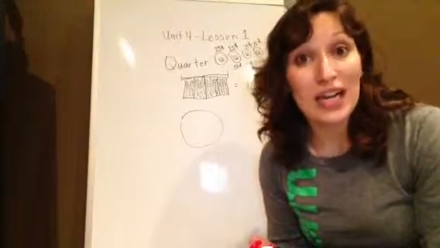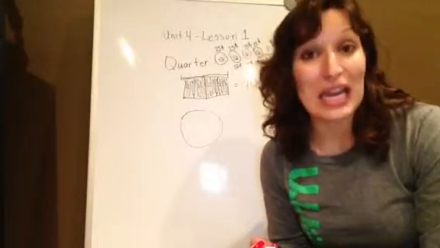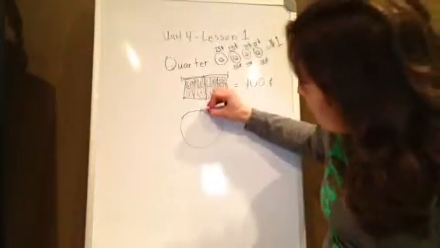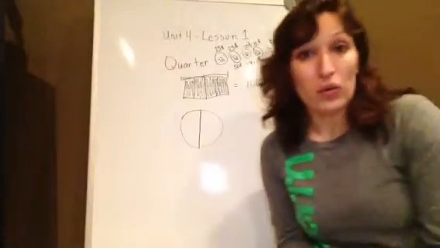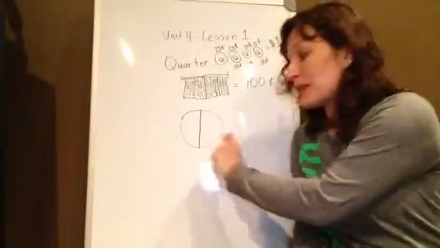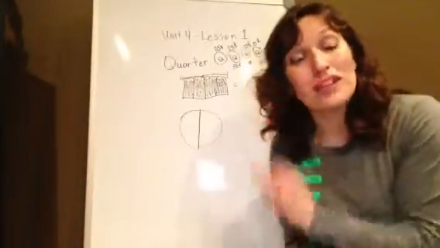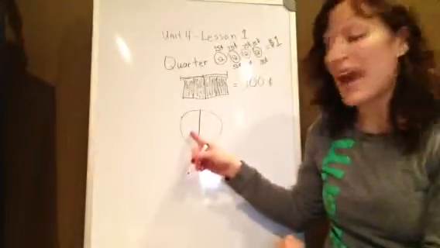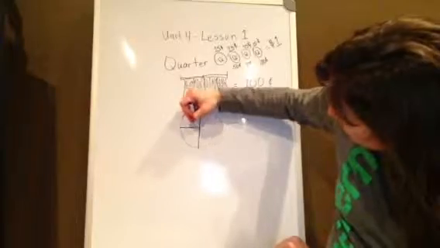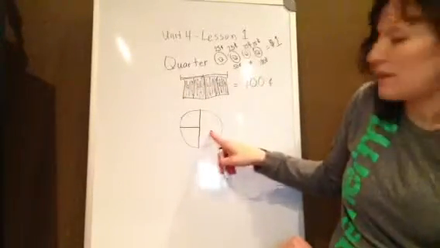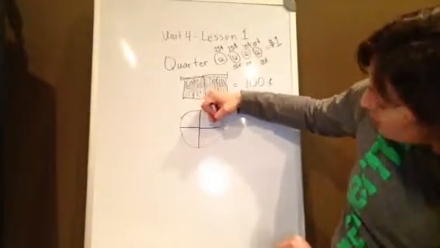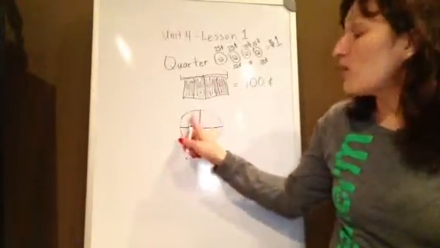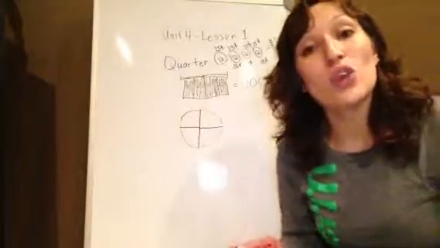The best way to cut it evenly is to start by cutting it in half. Half means 2 equal parts. Now, I have 1 piece and another piece, but I have 4 friends, so I need to keep cutting. Now I'm going to cut this half in half, and then I'm going to cut this half in half. Now I've got 4 equal pieces. 1, 2, 3, 4. I've cut my pizza into quarters.